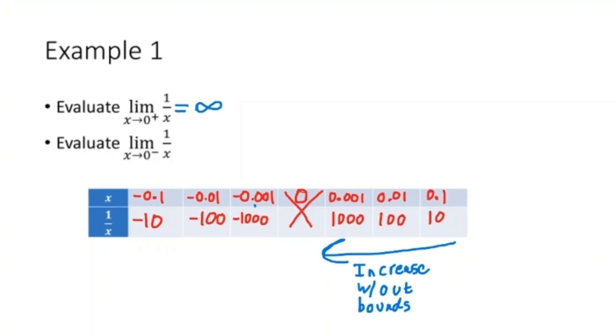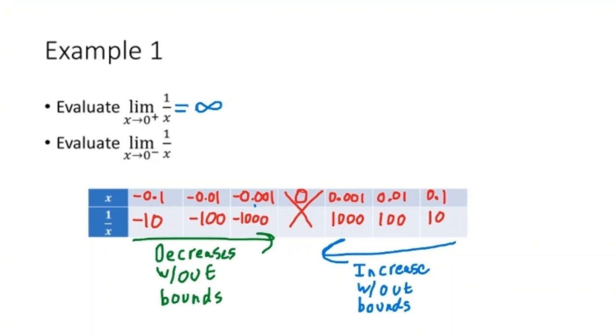On the other hand, as x approaches 0 from the left, we're going from negative 10, negative 100, negative 1,000. This time, our function is decreasing without bounds. Our function values are getting smaller and smaller, and there doesn't seem to be any cap on how small it can become. Just like with increasing without bounds, in the past we would say the left-hand limit did not exist. But because this decreasing without bounds is such a special trend, we want to state a reason why it does not exist.